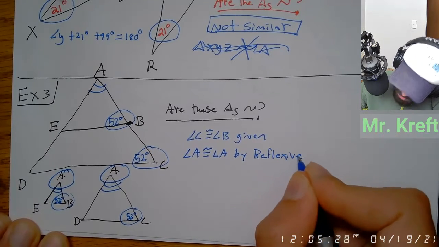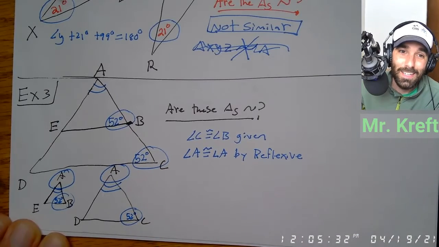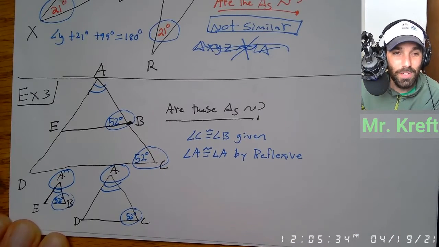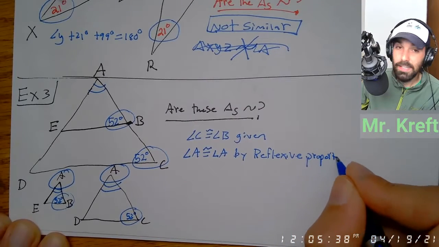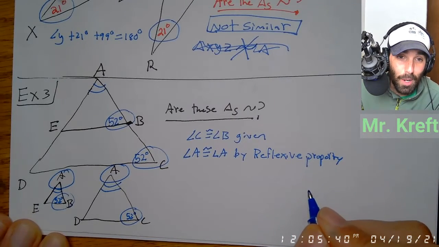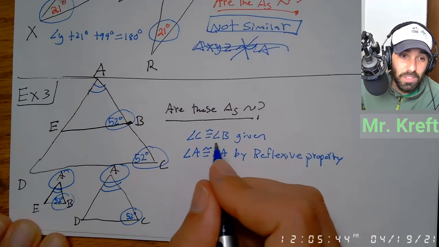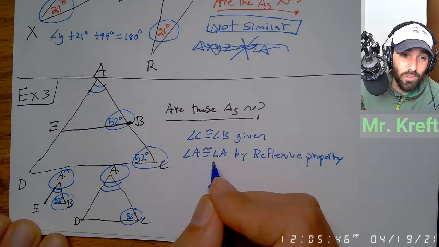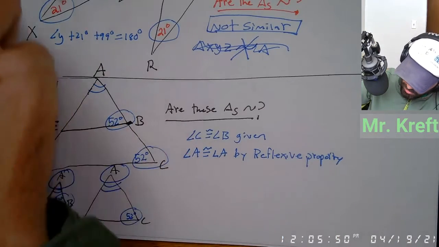And my goodness, guys, if you don't have this in your notes from the first day of the trimester, get this in your notes. Okay, reflexive property. So we have angle C is congruent to angle B. Angle A is congruent to angle A. Okay, last time I checked, that's 2.